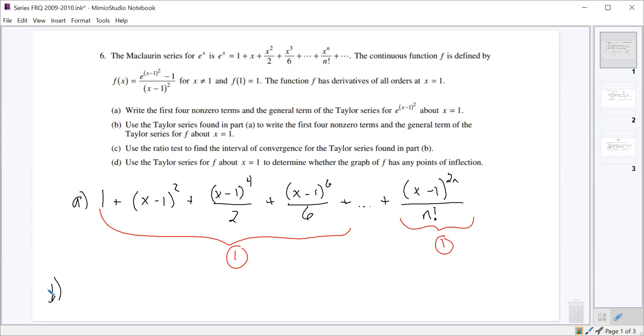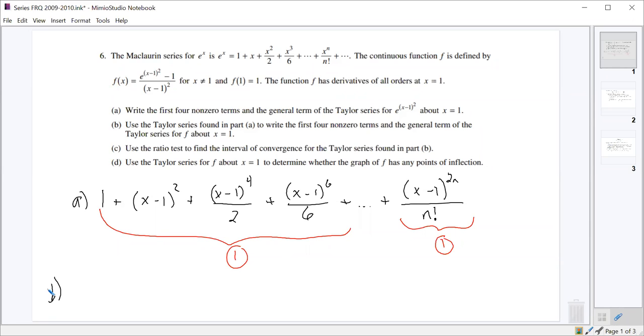For part B, then, we're going to use our series that we just wrote from part A to write the first 4 non-zero terms and the general term for f of x. So what do we need to do to our series for e to the (x minus 1) squared to turn it into (e to the (x minus 1) squared, minus 1) over (x minus 1) squared? We need to first off subtract by 1, right? And then we need to divide it all by (x minus 1) squared.